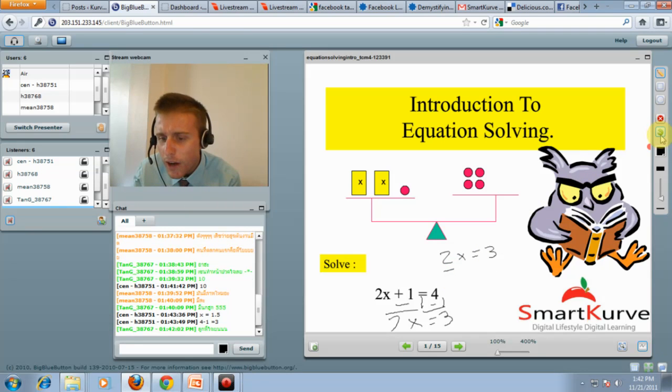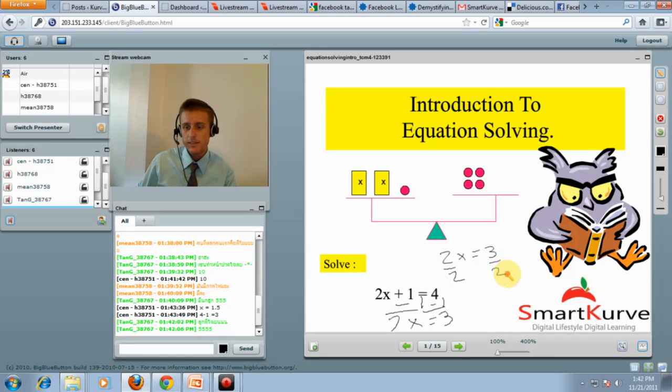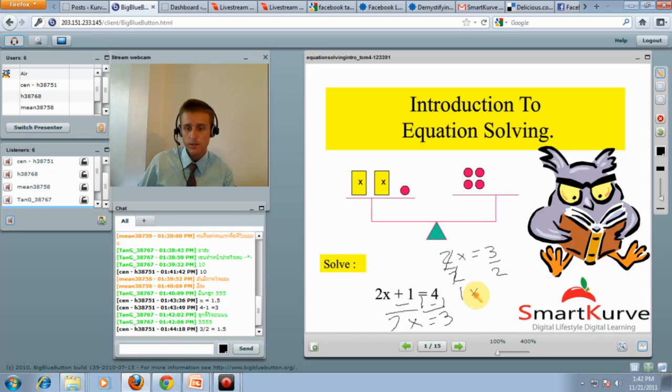Undo. Divide each side by 2 to isolate the x. 2 divided by 2 crosses out to 1. Correct. The answer is 3 over 2, or 1.5. Good job, Sen. Okay.